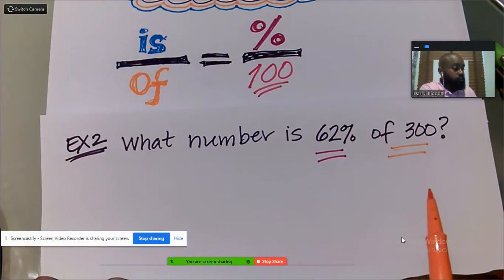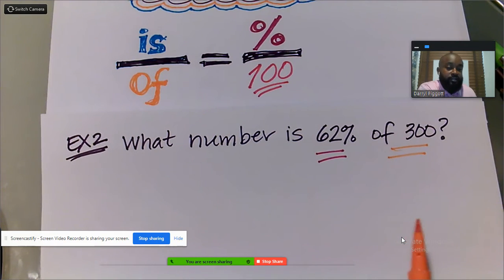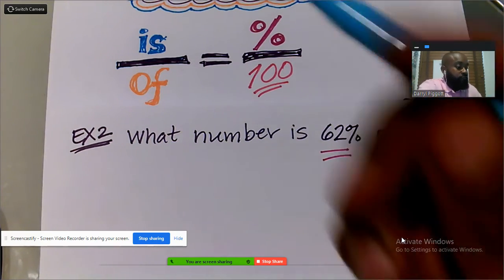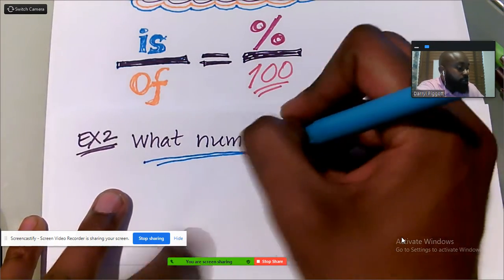And when we look at the question, we see why we don't. It says, what number is? So that's the thing that we're searching for in this problem. So that means our variable, the what number, that's what's going to go in the is spot.